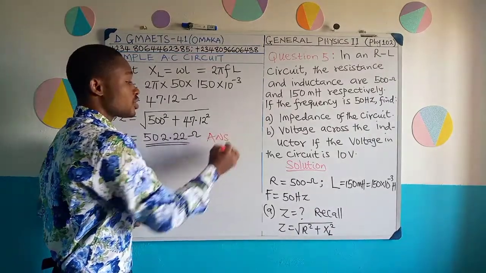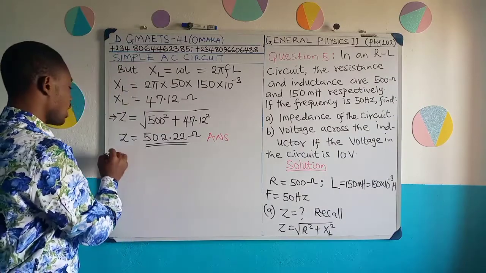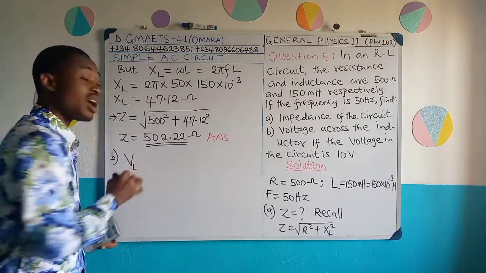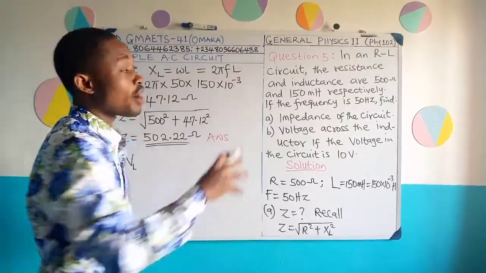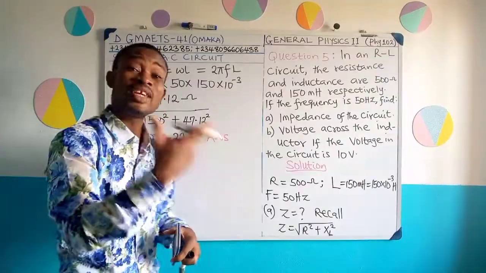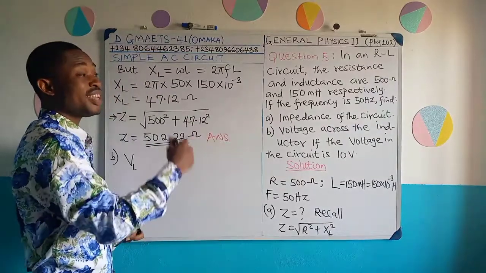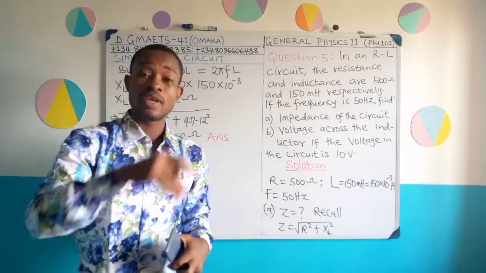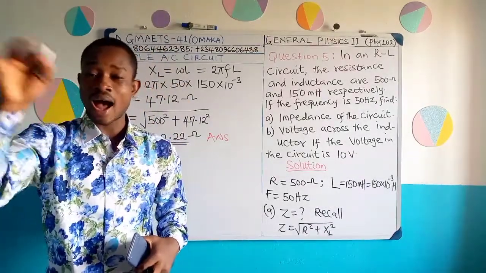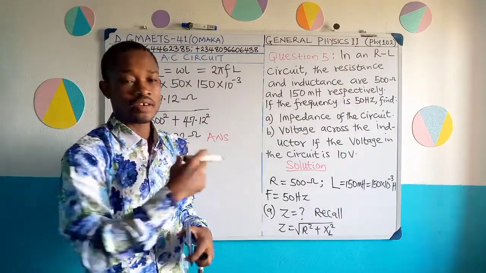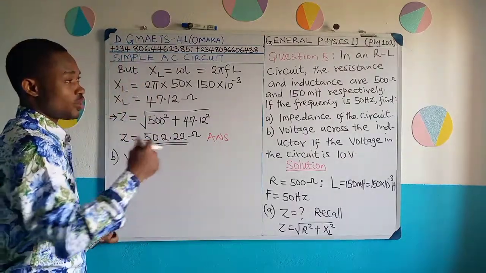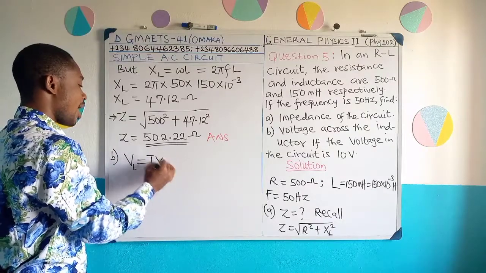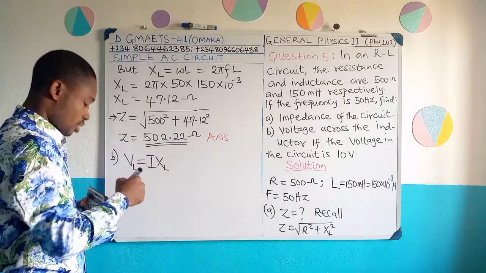Now we're going to move on to the second part of the question, where it is required that we determine the voltage across the inductor. So it's going to be VL. In the previous question number 4, I've already explained this concept and what we need to know about voltage across any particular element. If you're calculating voltage across the resistor, it's going to be V sub R equal to IR. Then we saw that of voltage across the capacitor in question number 4. This time around, voltage across the inductor is going to be IXL. That's going to be the formula.